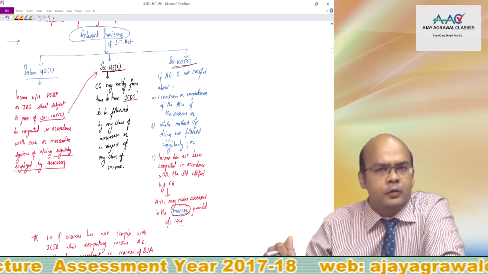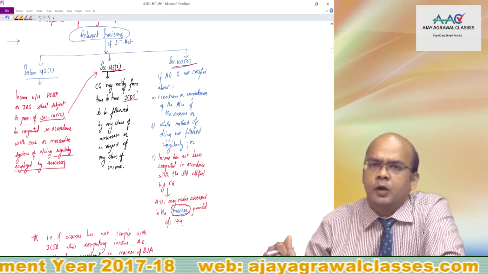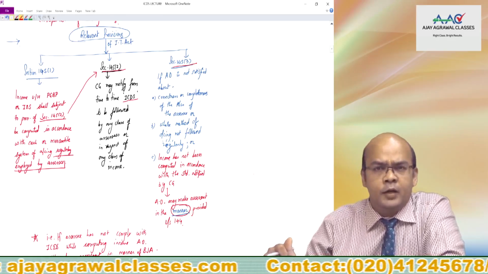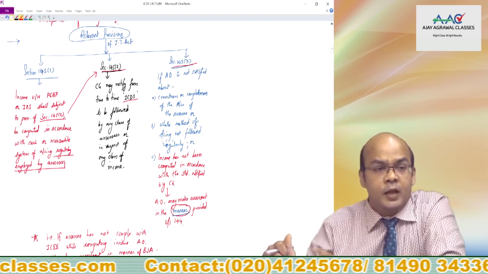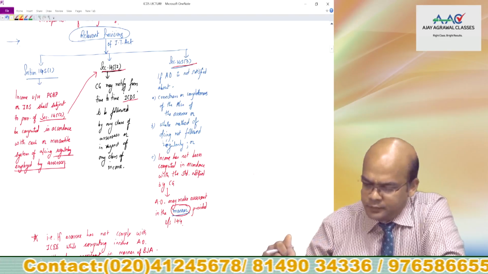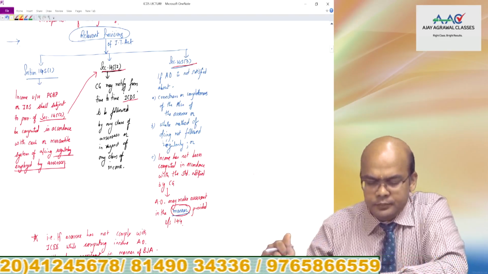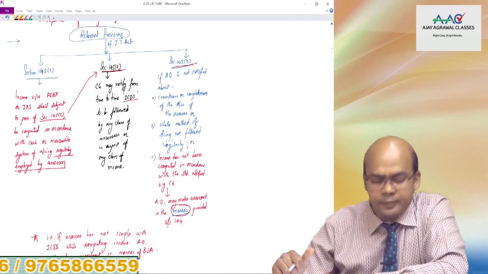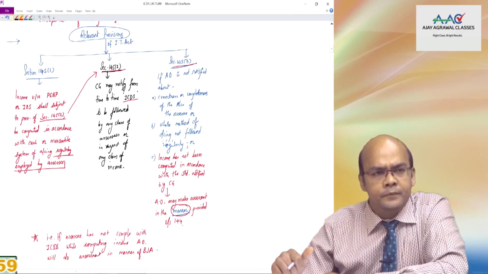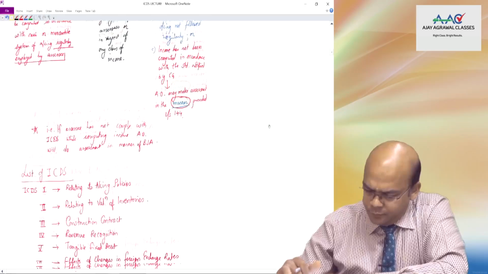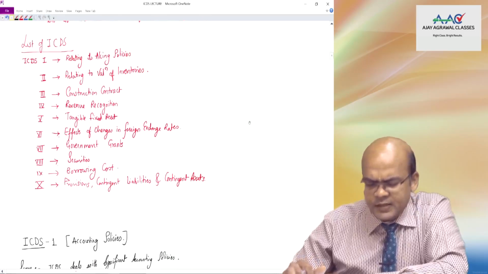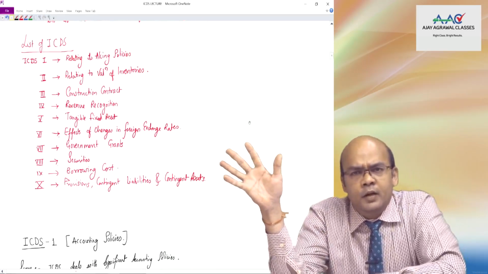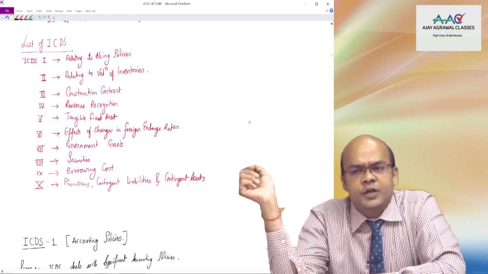Writing is very important. Unless you write it, you will not remember. Fine. One day before the exam, this all handwritten notes will help you to revise the things. I am telling you again and again. Fine. Let us check. How many ICDS are issued? 10 ICDS are issued by the government relating to. Fine. Now, let us check one by one.